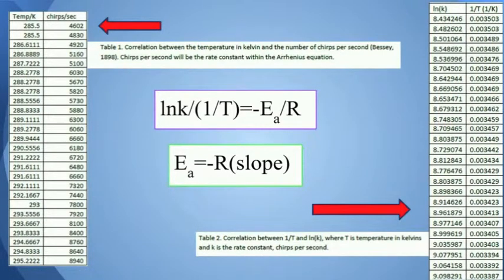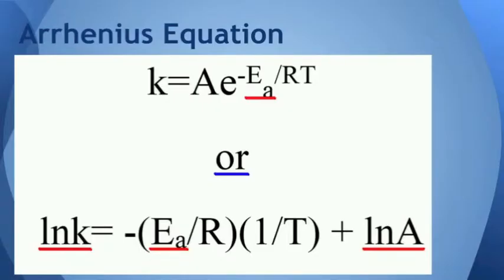The graph on the right shows the data that we received in the ln k versus 1 over T. This information was then graphed to form the line needed to find the activation energy. Right, so how all these factors relate can be demonstrated by the Arrhenius equation.